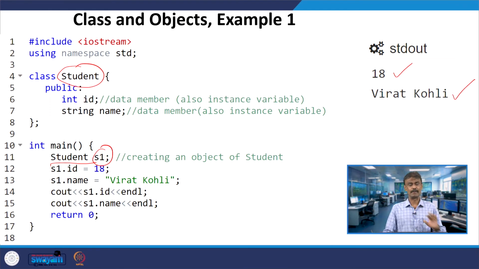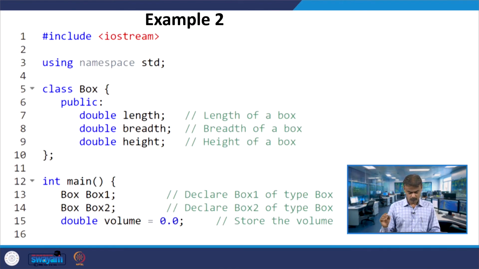So, we are just using the data members here. Two data members we have used, ID and name, and then you are printing. So, it is like reading and writing, the initial program, a kind of hello world: reading the value and writing the output, assigning the value and giving the output. So, we will see one more example.